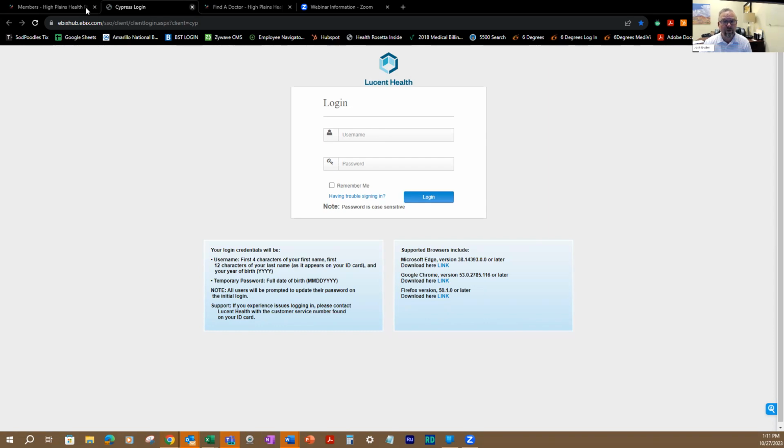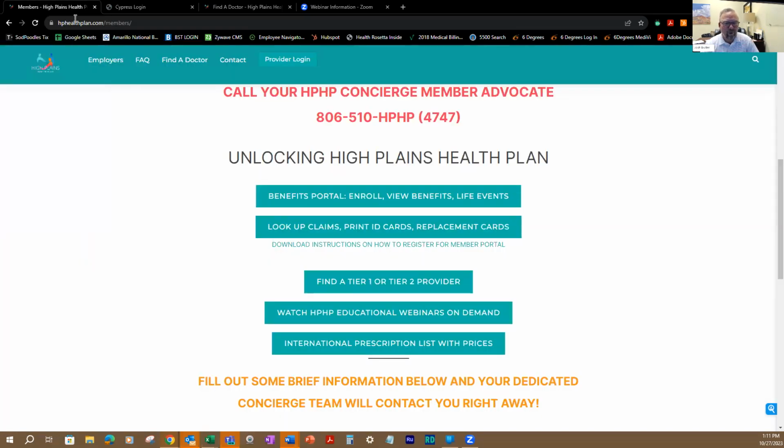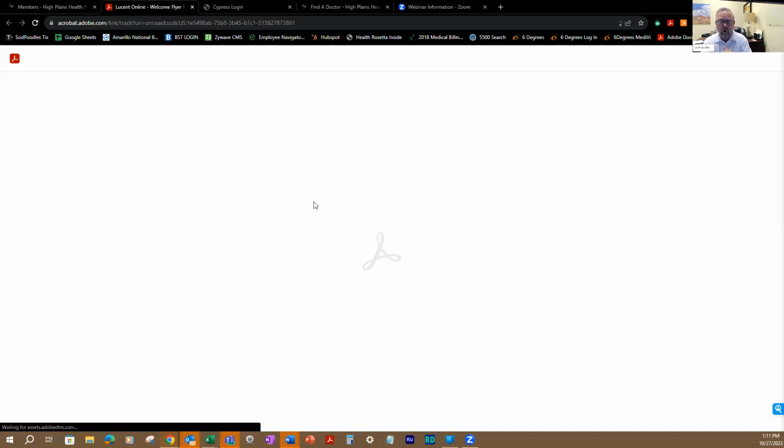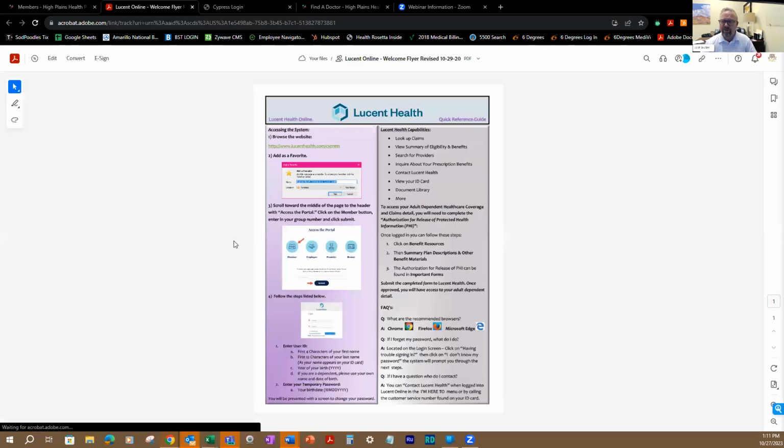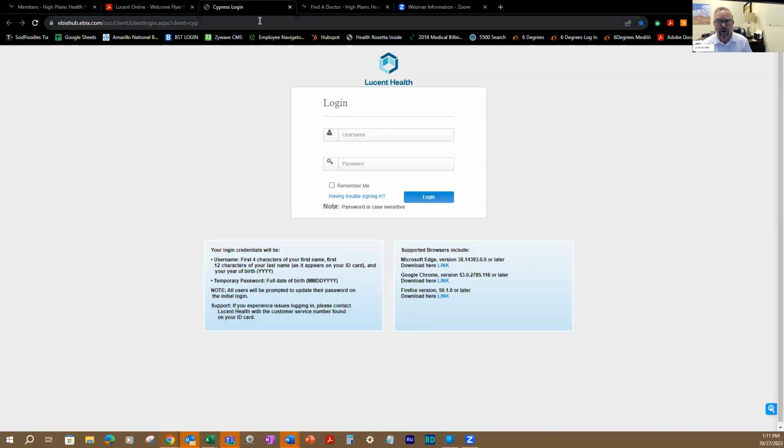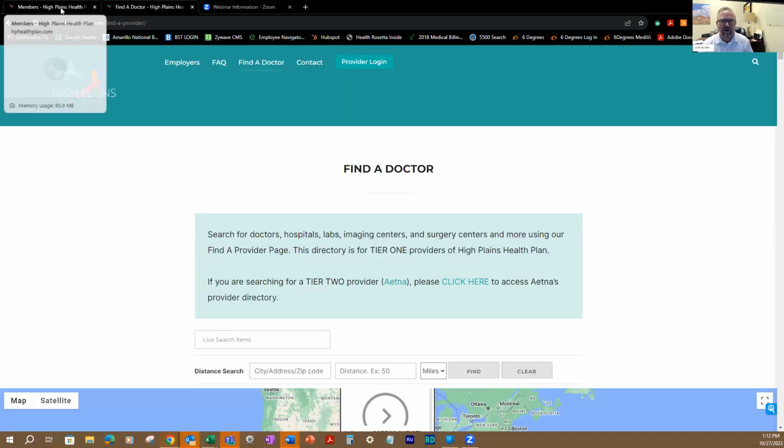Now, if you don't know how to set up your Lucent portal, here are the instructions. Right below, you can download the instructions and just follow them to set up your account directly with your third-party administrator, which is Lucent Health. It's taken a minute to load, but there it comes. And it's got all your good instructions here on how to establish your login credentials directly with Lucent Health. All right. If you're having trouble with it, give us a shout. We're happy to troubleshoot it with you as well. So that's the Cypress login, or Lucent Health login.